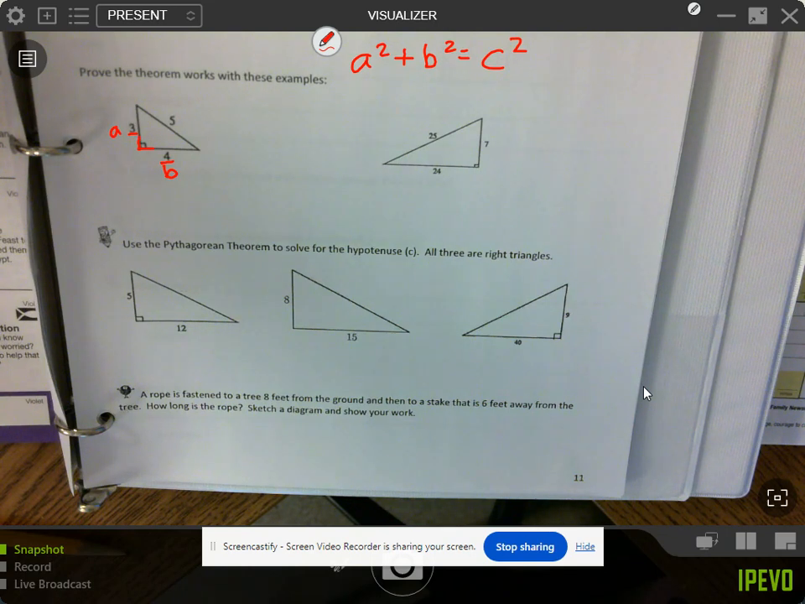So now I need to find out what's my C. What's my hypotenuse? Madeline? 5. How do we know for a fact that it's going to be 5? Because it's straight across from the right angle. The hypotenuse, the C, is always across from the right angle. Always, always, always.